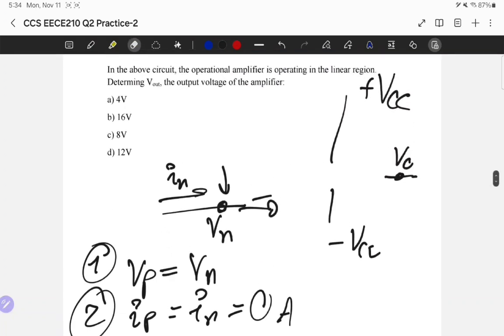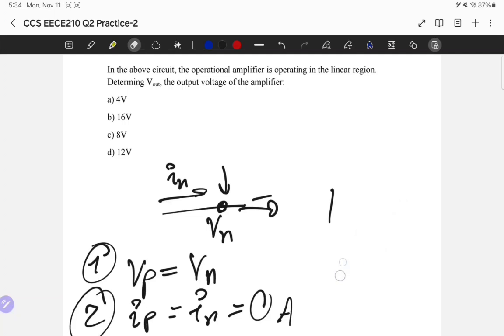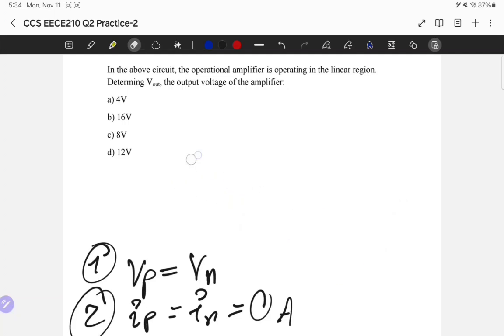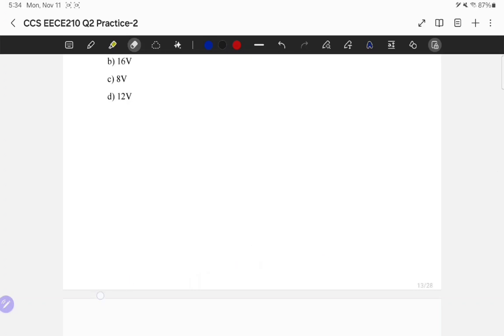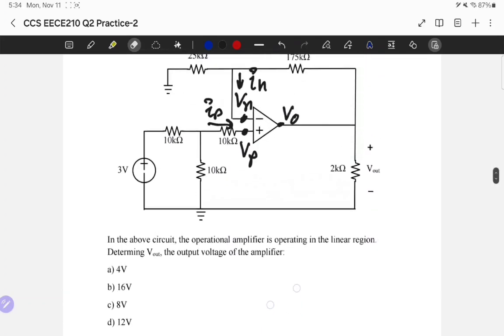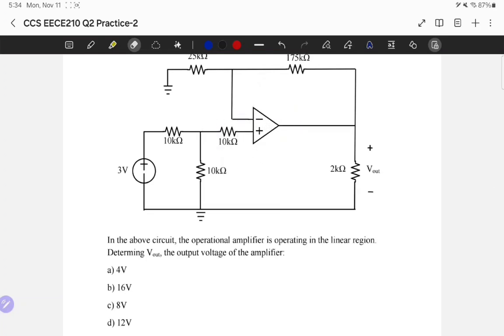Now, as a side note, which is really not technical, but 99% of op-amp problems are really just node voltage in disguise. So whenever I see an operational amplifier, I'm just going to name a whole bunch of nodes and apply KCL everywhere. So, node voltage. I like node voltage with operational amplifiers.